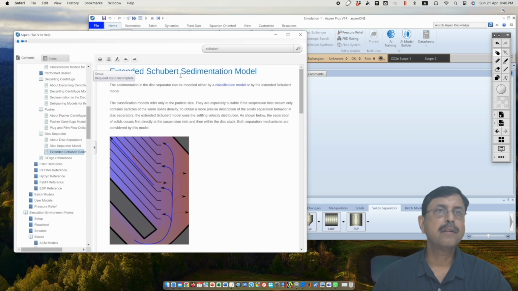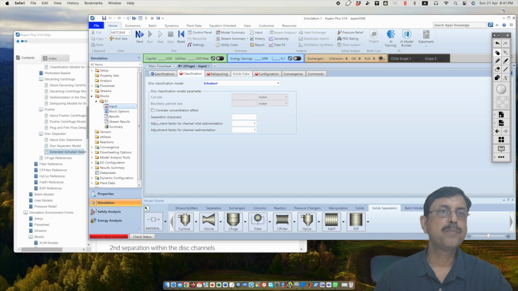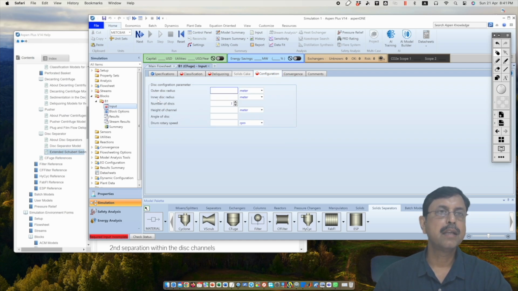So this is the extended Schubert sedimentation model, where the separation is modeled like this. So you have to provide the separation sharpness, adjustment factor for channel inlet sedimentation, adjustment factor for channel sedimentation. You have to provide the configuration like outer disk radius, inner disk radius, number of disks.